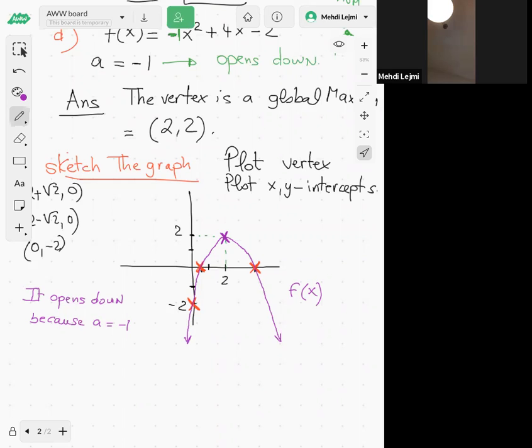So again, make sure that you plot your vertex and the x- and y-intercepts. And when you graph, you start from the vertex. If it opens up, you go all the way up. If it opens down, you go all the way down. And make sure that you join your x-intercepts and y-intercept. All right.